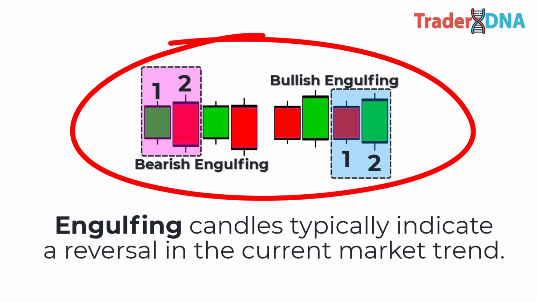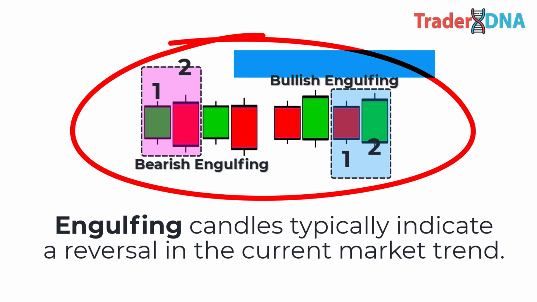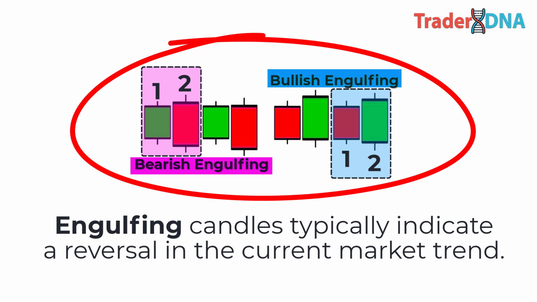It's important to note that while an engulfing bar is technically valid if it engulfs just the candle immediately before it, the signal becomes stronger when it engulfs more previous candles. There are 2 types of engulfing patterns: the bullish engulfing and the bearish engulfing patterns.